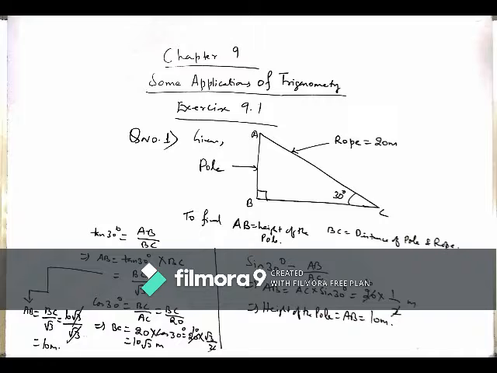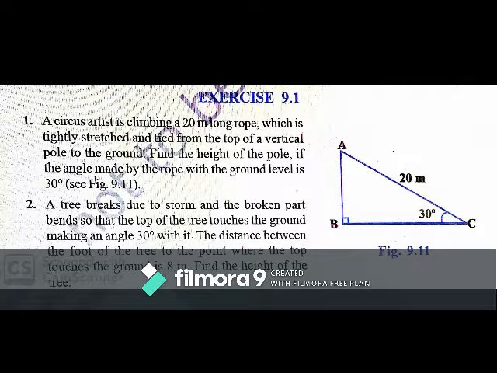We can write sine 30 degrees equals AB by AC. AC is already given to us, so AB is equal to AC into sine 30 degrees. We all know that sine 30 degrees is 1 by 2, which we have already studied in the previous chapter, Introduction to Trigonometry. So in this way we found that the height of the pole AB is equal to 10 meters. The same thing I have described previously also.